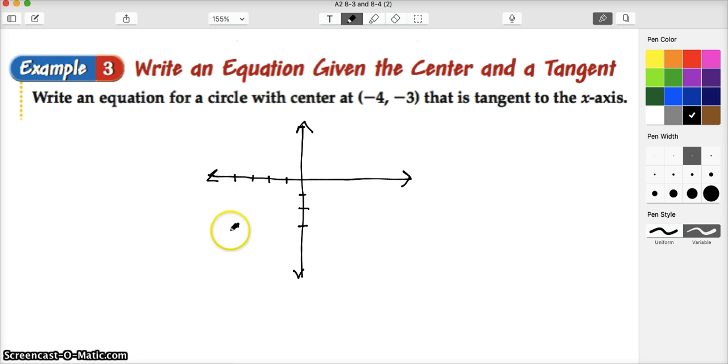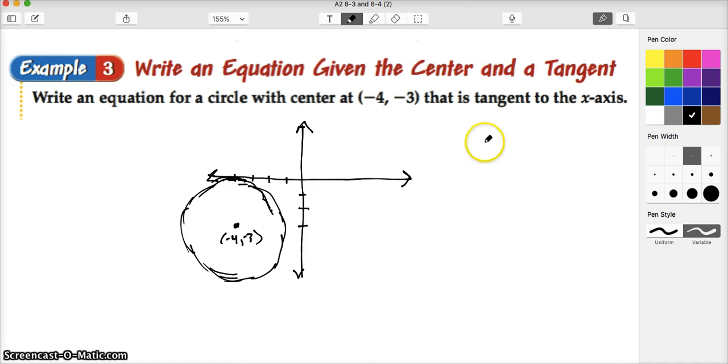So here's the circle, here's the center of the circle, that's (-4, -3), and tangency, we know it means it just touches the x-axis, right? So it just touches, it goes through at one point. The x-axis goes through at exactly one point. So we should have a situation that looks like this, something of that nature.